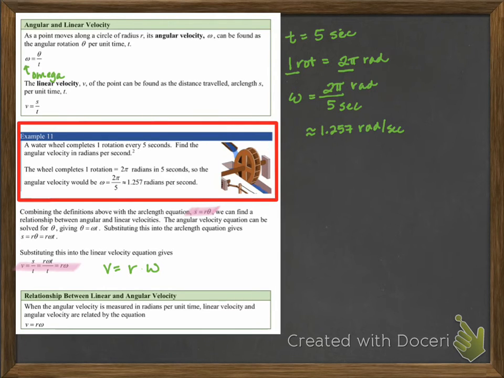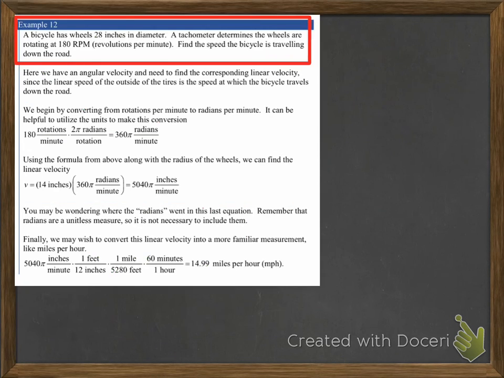So if we're given the arc length, we'll want to use this equation up here. If we're given angular velocity, we'll want to use this equation down here. So with linear velocity, it just depends on what we know. So let's go ahead and look at example 12.